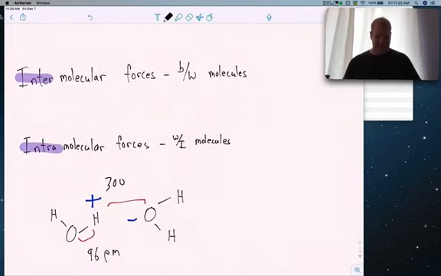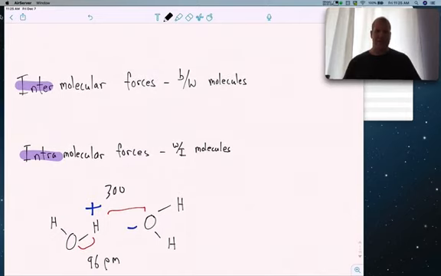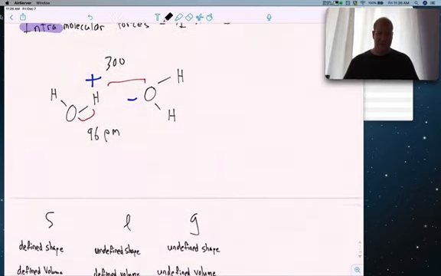So let's talk about intermolecular forces and intramolecular forces. Intermolecular forces are between molecules. Intramolecular forces are within the molecules themselves. Generally speaking, those forces within the molecule are stronger than the forces between the molecules. If you look at water, for instance, the hydrogen-oxygen bond length is about 96 picometers. A picometer is 10 to the minus 12 meters. And between two water molecules is 300 picometers. So the greater distance, generally speaking, means there's less bonding.